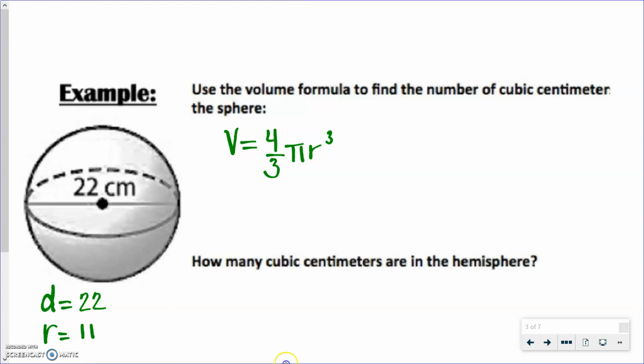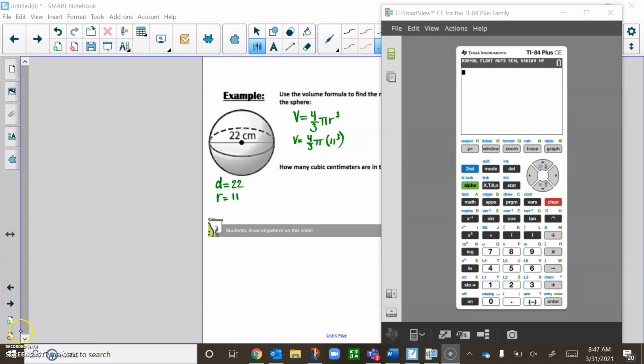Now that I have that, I can substitute my values in. So I have 4/3 times pi times 11 cubed, so that's raised to the third power. Now we're going to put that into our calculator. I want to put this in fraction form, so I click the math button, then go all the way over to where it says fraction.